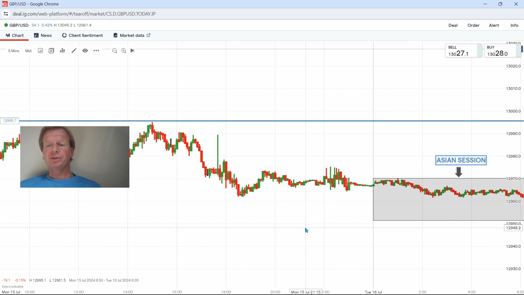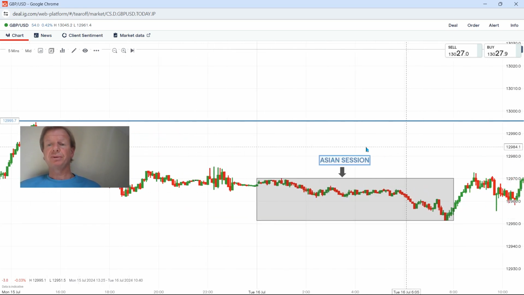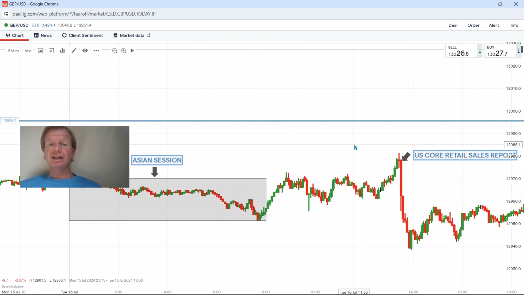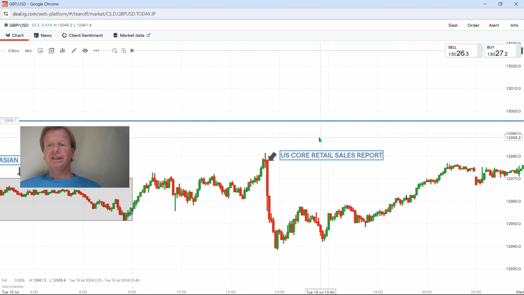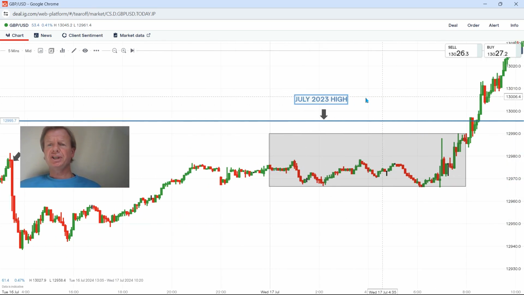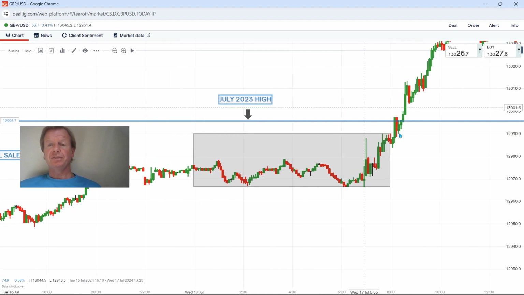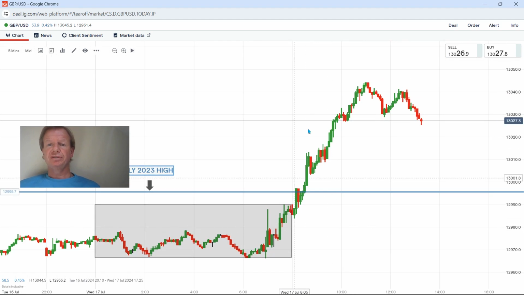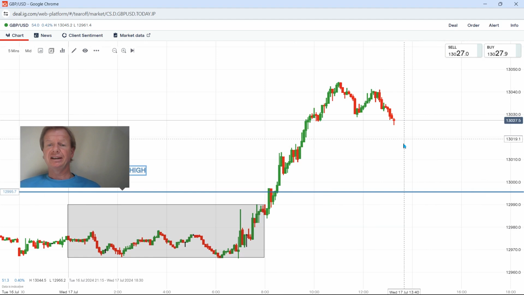Look at the fundamentals. We've got the state opening of parliament today, when the Labour government is formally stated as the government, and they're introducing their new policies. So I should look at that as well. And eventually, all resistance is going to be broken, and then that becomes support. And sure enough, it did. Look, it's gone way above the July 2023 high. It's starting to come back down now, but you can see it's really broken it.